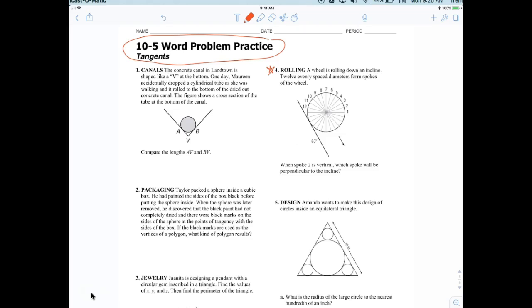Yes? How do you do something if it doesn't intersect at the right angle? When you draw the radius, it doesn't intersect at the right angle.